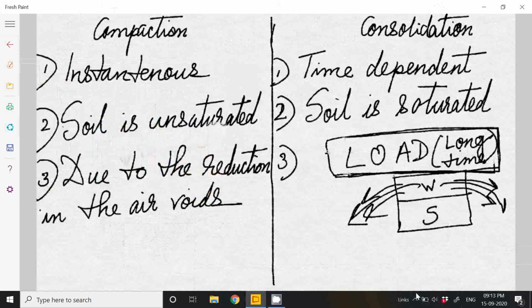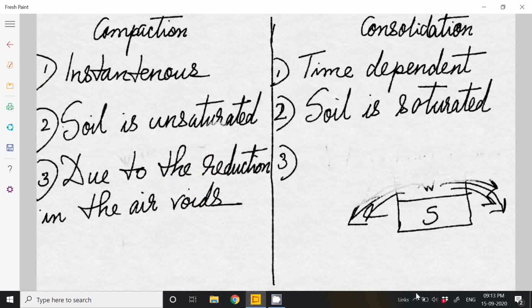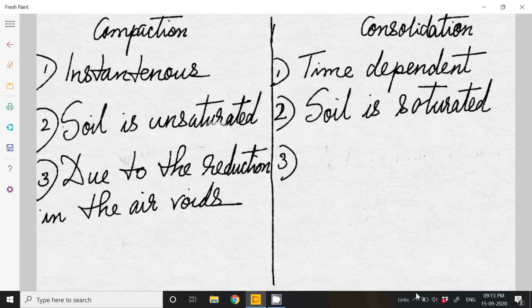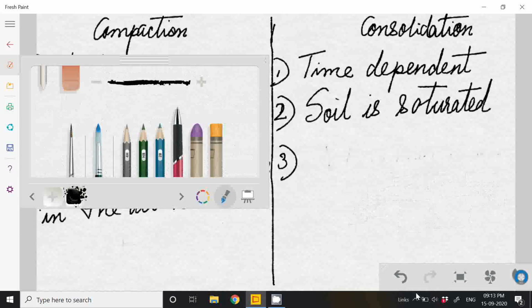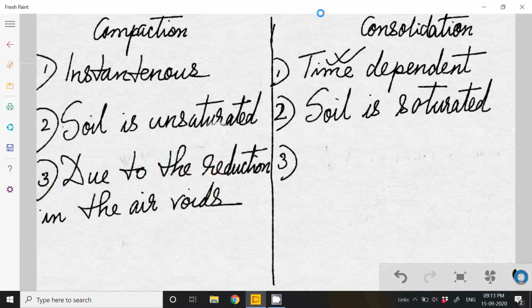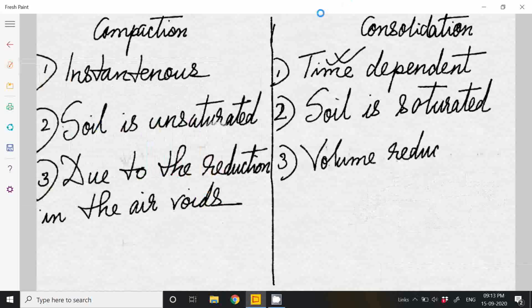And it is time dependent because with more time, more water will get expelled. That's why point number one for consolidation is time dependent. With more time, more water will get expelled. So number three, you write: volume reduction is due to expulsion of pore water.